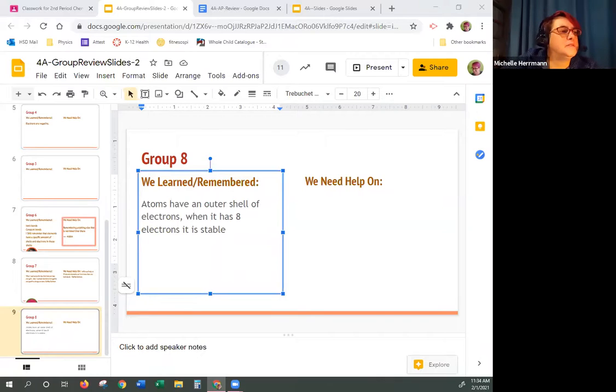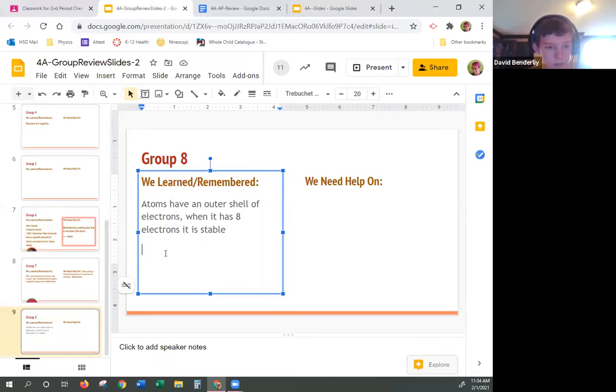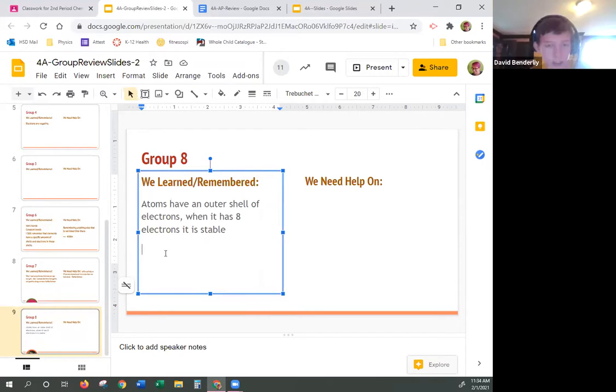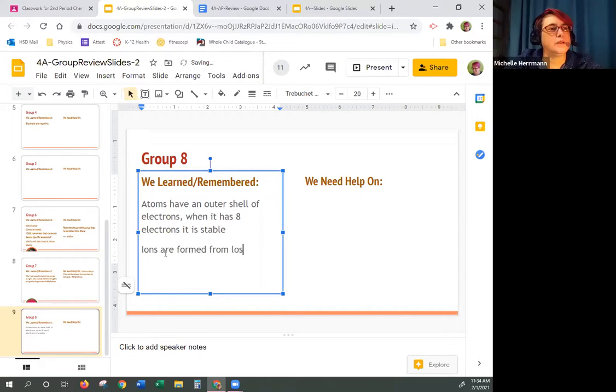David, I think I talked to you in a group and you told me stuff. Is it written down here? Can you tell me again what you said and I can type it? No, I didn't write there. I wrote ions are formed from the loss or gain of electrons. Okay, from loss or gain of electrons.